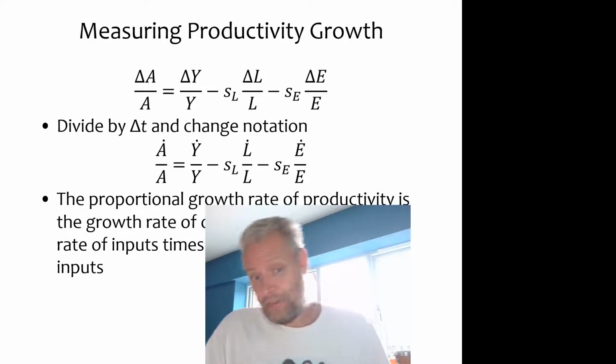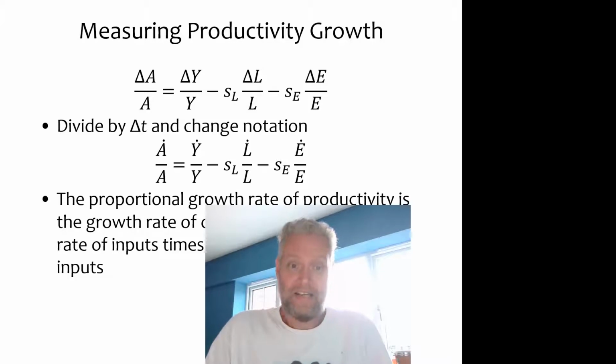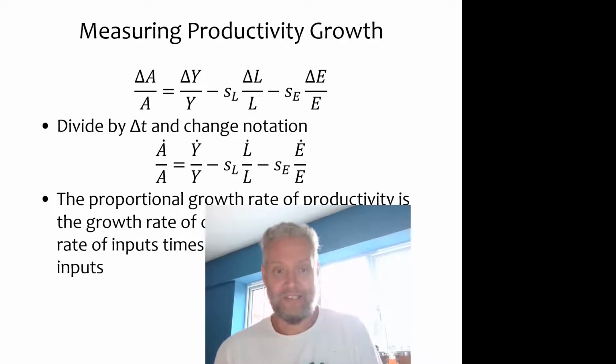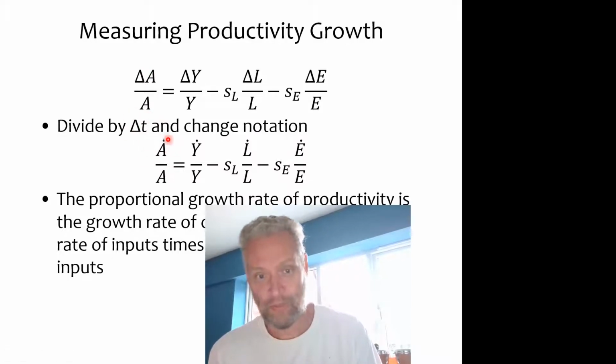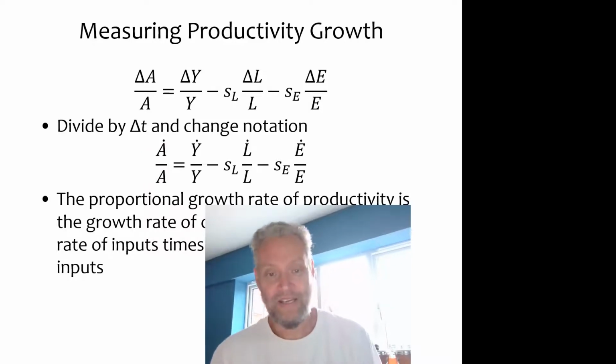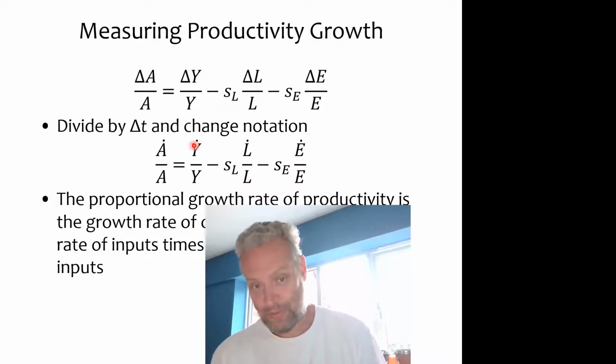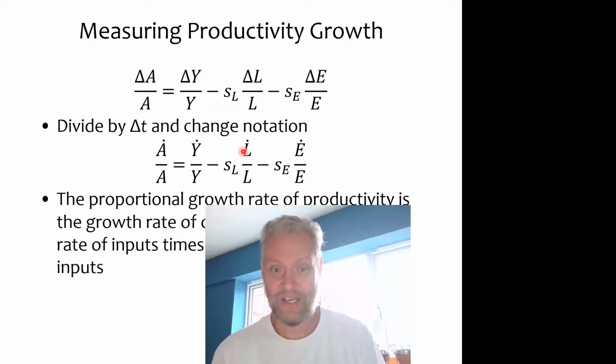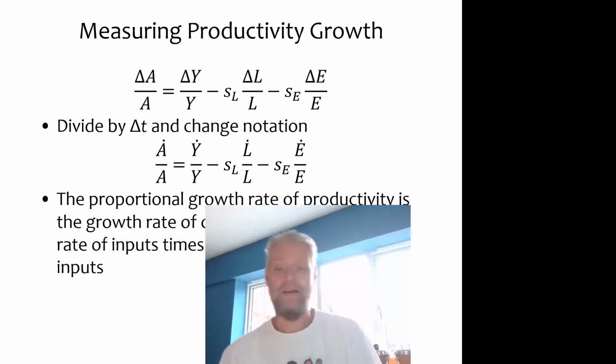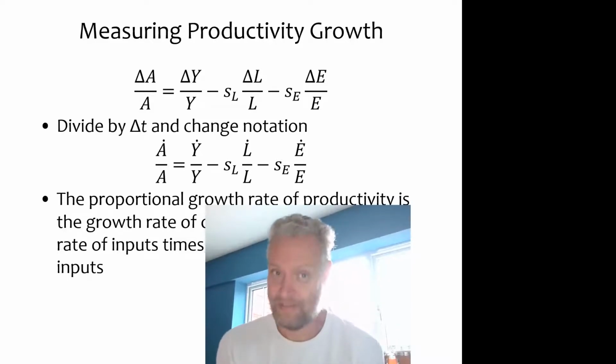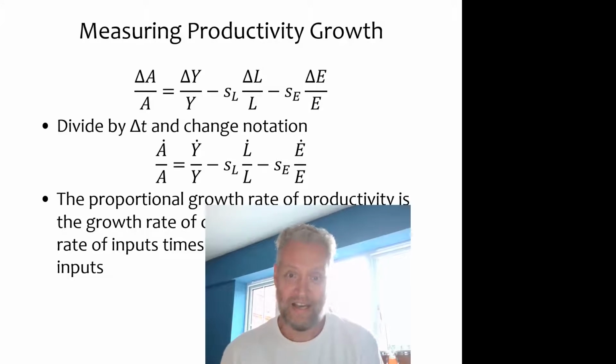We're going to divide everything by delta t, so nothing changes, and I'm going to change notation: delta A divided by delta t, I'm going to call A dot. This is the proportional growth rate of productivity, and that is equal to the proportional growth rate of the economy minus the proportional growth rate of the environment times its cost share, minus the proportional growth rate of labor times its cost share. And this is just standard productivity accounting.